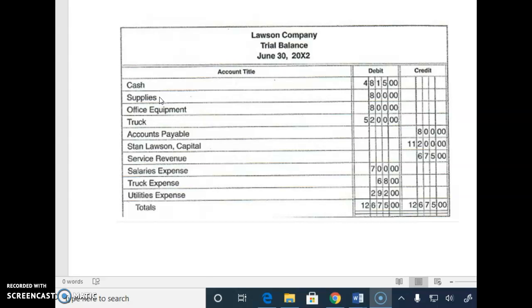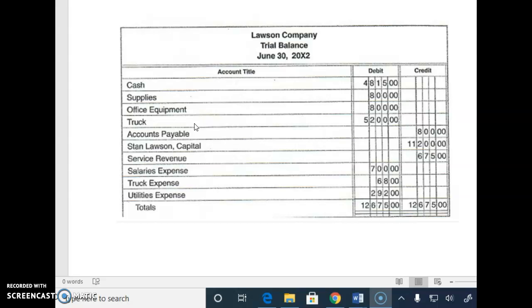Now, if you had something like accounts receivable, that would go right after cash. You would have cash, then accounts receivable, and then supplies. You always put them in the order of how quickly they're going to be turned into cash. Then office equipment is next, and then truck has a longer lifespan, so truck is listed after office equipment. And these are all of the assets that you have for this company. And you always list your assets first.